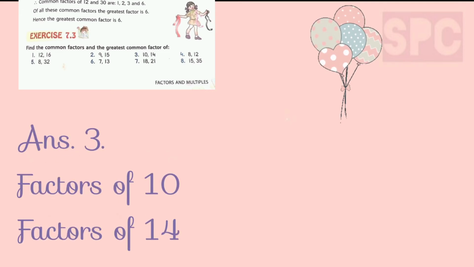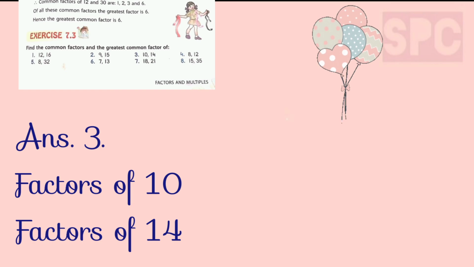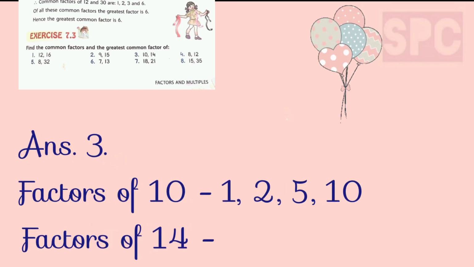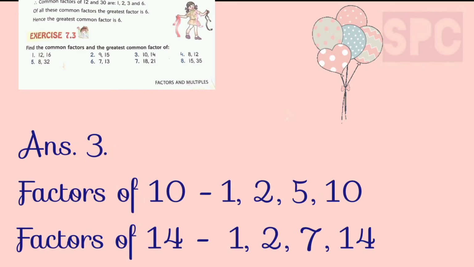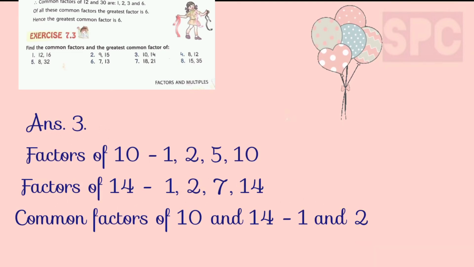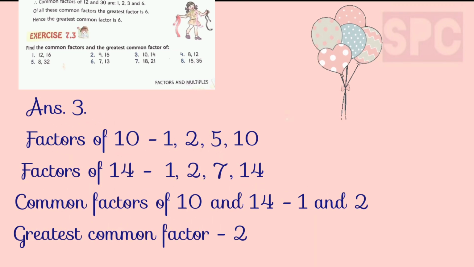Similarly for question number 3, first let's write the factors of 10. So 1 is the smallest factor of 10, then 2 5s are 10, so 2 and 5 will be the factors of 10, and as 10 doesn't appear in other numbers' tables, the last factor will be 10, since 1 10s are 10. Similarly for 14, 1 14s are 14, so 1 and 14, and 2 7s are 14, so 2 and 7. So these are the factors of 14, out of which you can see that 1 and 2 are the common factors of 10 and 14, and out of 1 and 2, 2 is the greatest common factor.